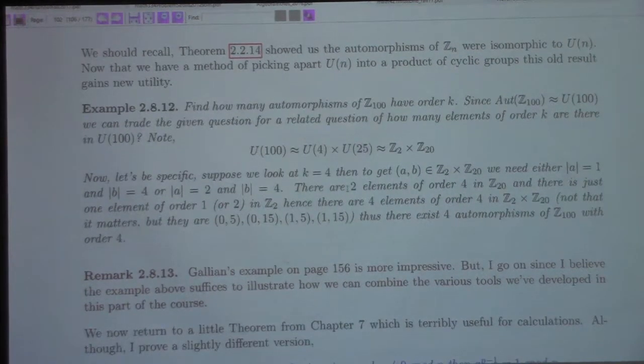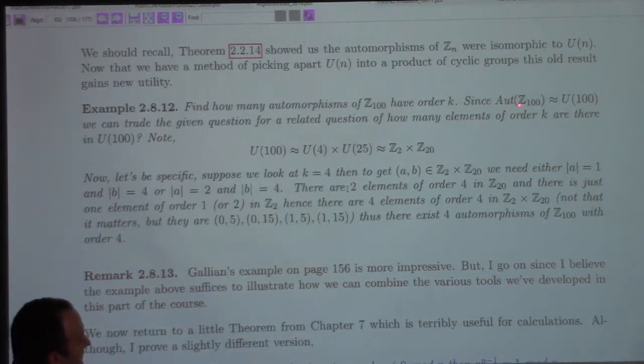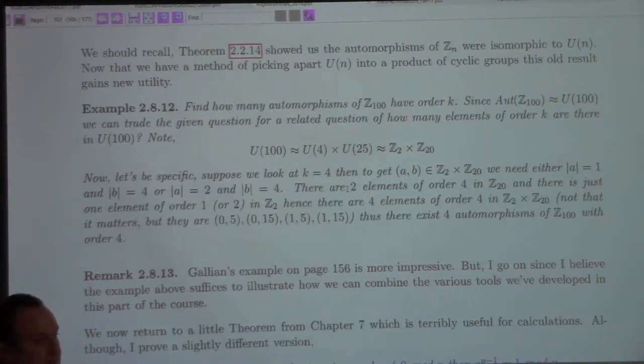But there's something else interesting. This has applications to classifying automorphisms of Zn. Because we have proved that the automorphisms of Zn are isomorphic to the group of units of Zn. So if I want to find out how many automorphisms of Z100 have order k, that's kind of a daunting question. But on the other hand, if I want to figure out how many elements of U100 have order k, that's a fairly straightforward question because I know how to break U100 into things that I can understand.